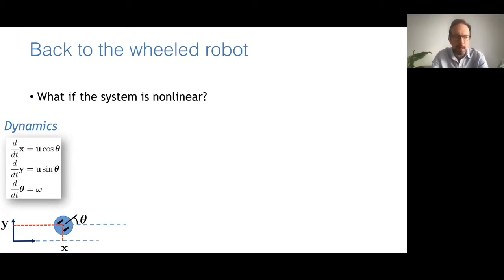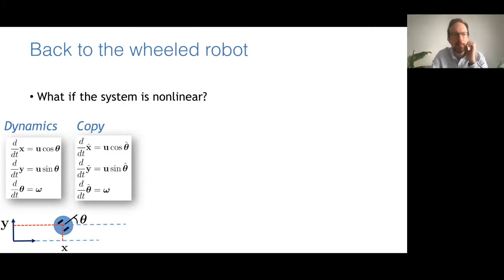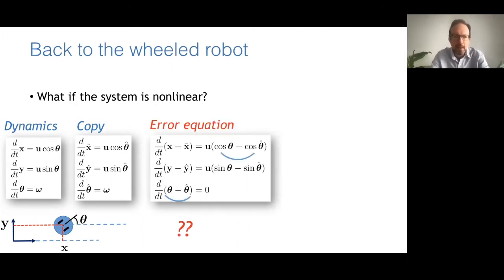So now if we go back to the nonlinear case and we go back to the unicycle equations that I've shown, those are the dynamics. So let's take a look at the propagation step, for instance. Those are the dynamics that govern the motion of the robot. This is a copy of the dynamics. So those are the equations of the observer at propagation step. And this is the error equation.